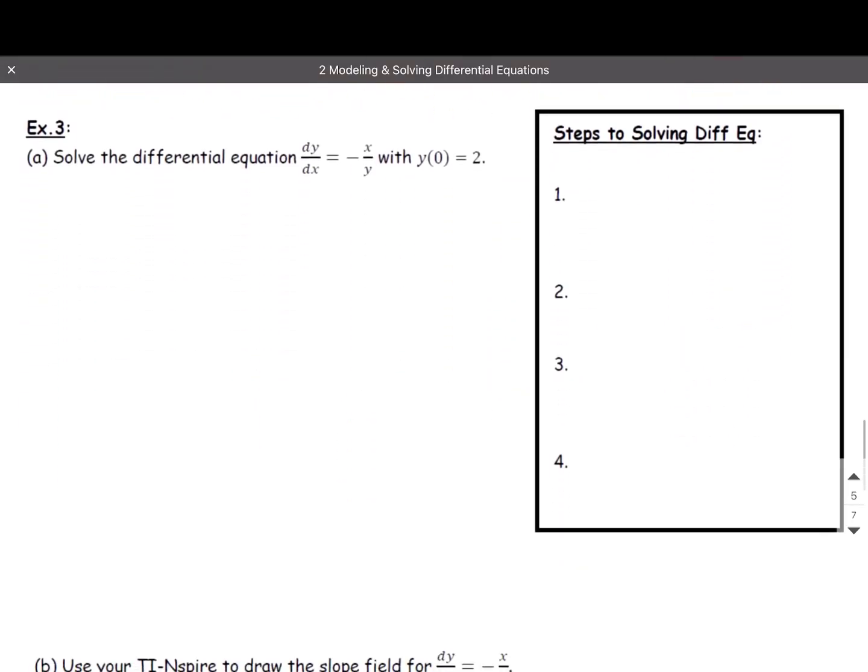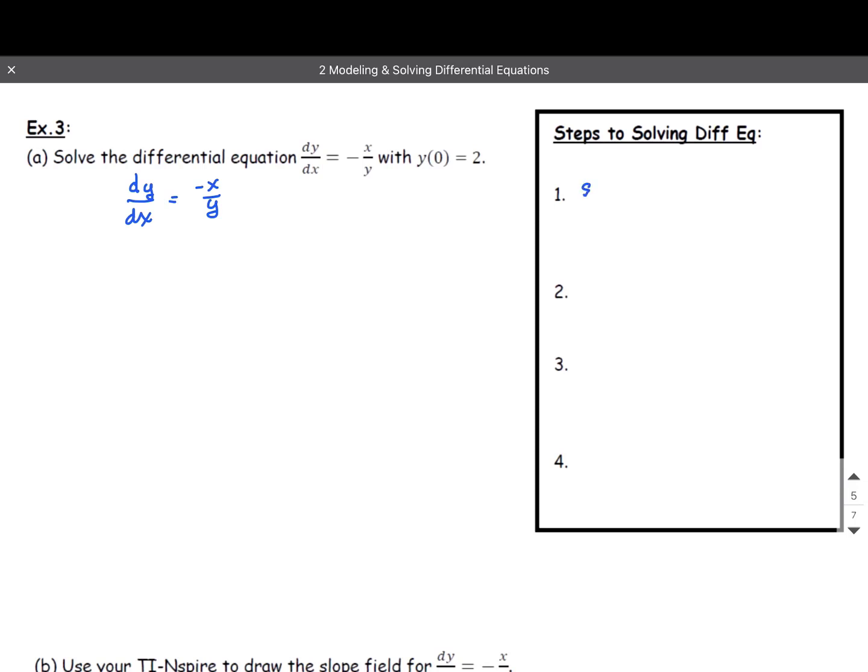Now we're ready to start solving a differential equation. So here we have the differential equation, dy/dx equals negative x over y, and we have the initial condition that y of 0 equals 2. Okay, so I'm going to start by writing my differential equation, dy/dx equals negative x over y.